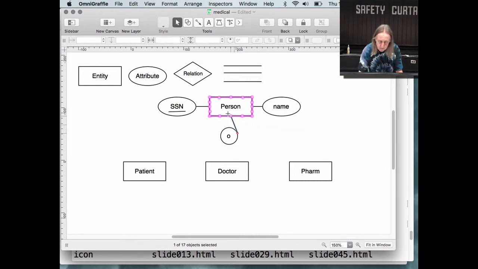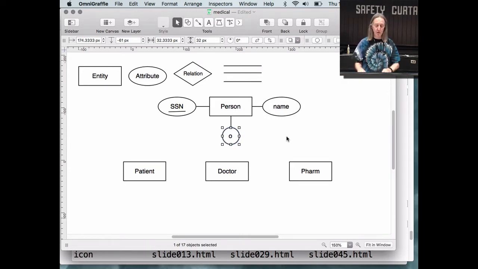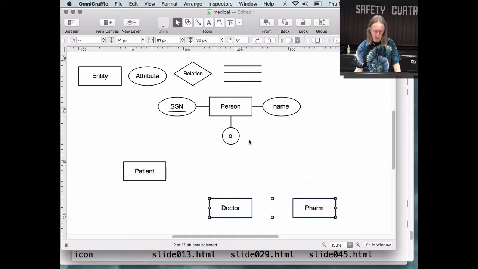So a person, what's going on there? Alright, so a person could be a patient, or they could be one of these other two. The only way we can actually represent that is to add another level and have a different subclass and put these guys, or girls, under that subclass.